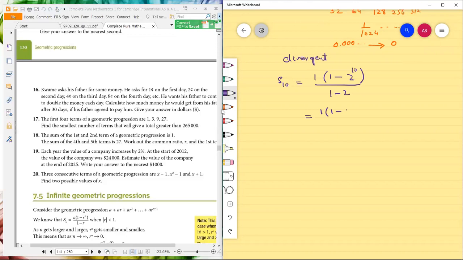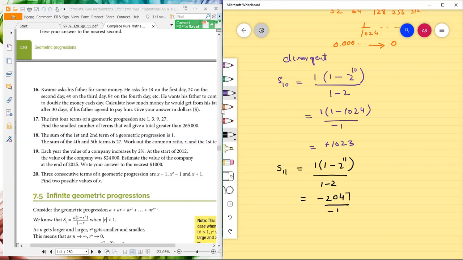Then 2 power 10 is 1024, divided by minus 1. So the final answer would be minus 1023 divided by minus 1, which is plus 1023. If we want to calculate S11, it would be 1 into 1 minus 2 power 11 divided by 1 minus 2. 2 power 11 is 2048, minus 2047 divided by minus 1, the minus signs cancel, and we get 2047. Just by adding only one term, there is a huge difference between the sums S10 and S11.